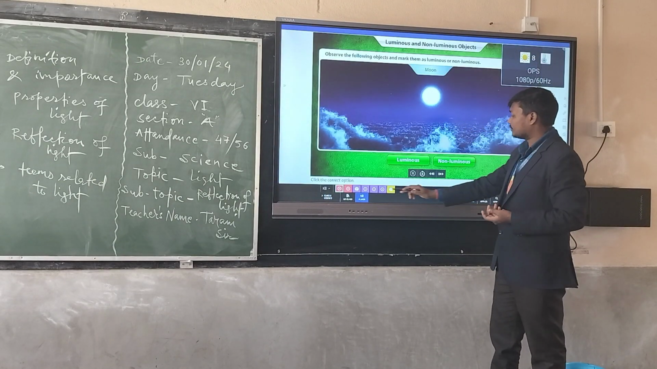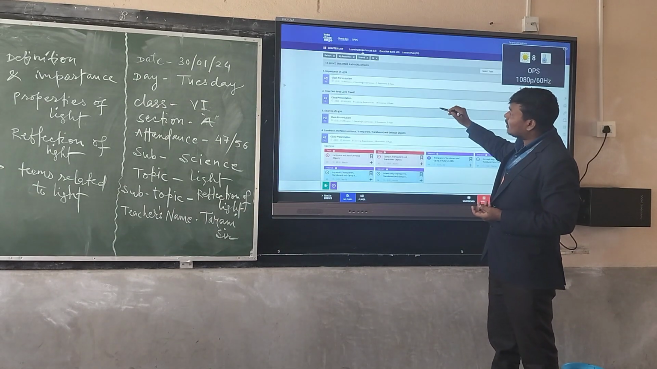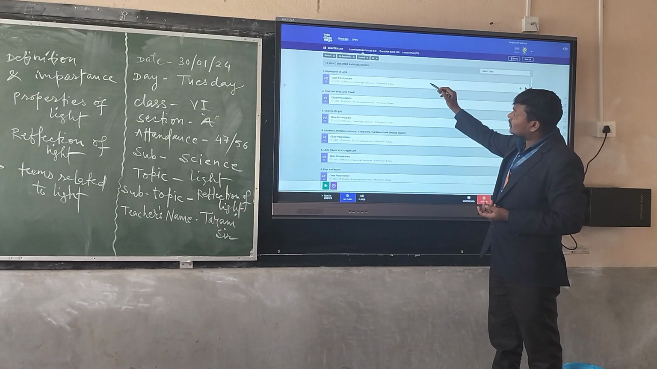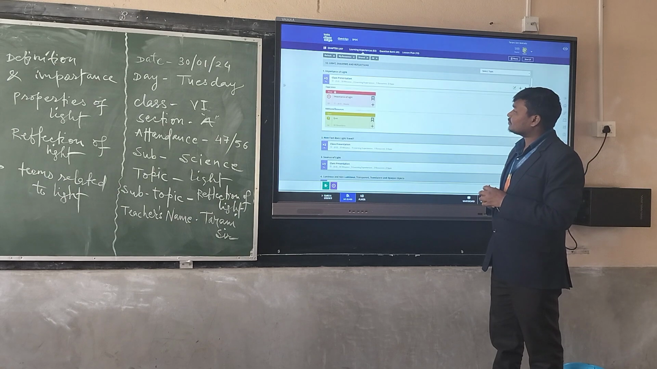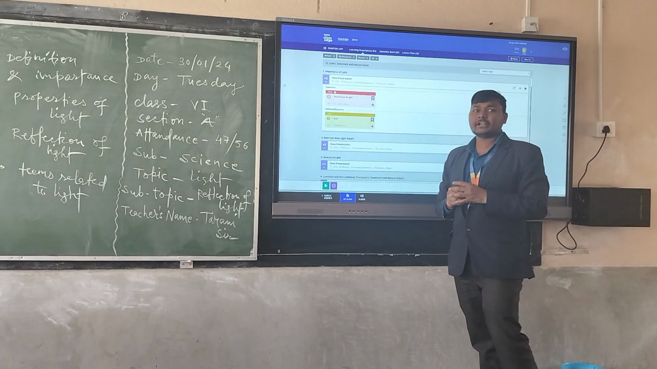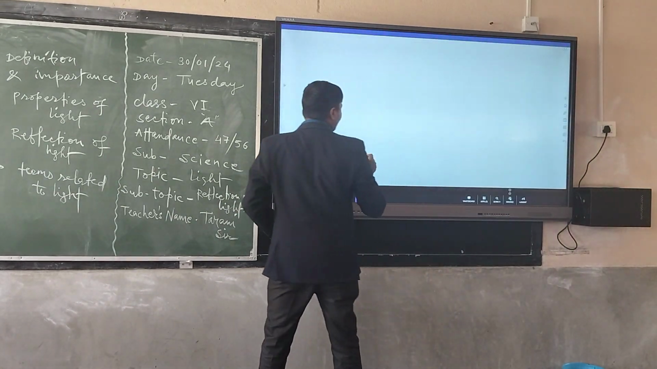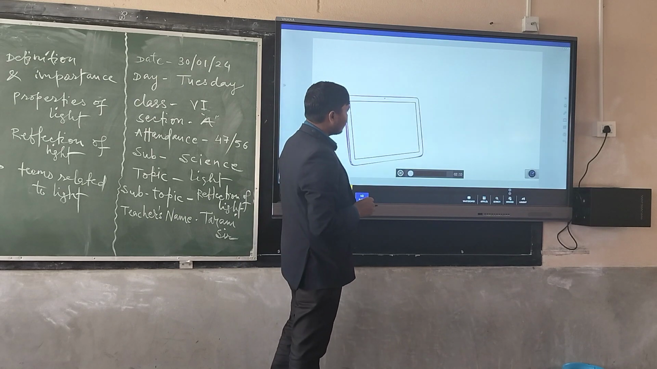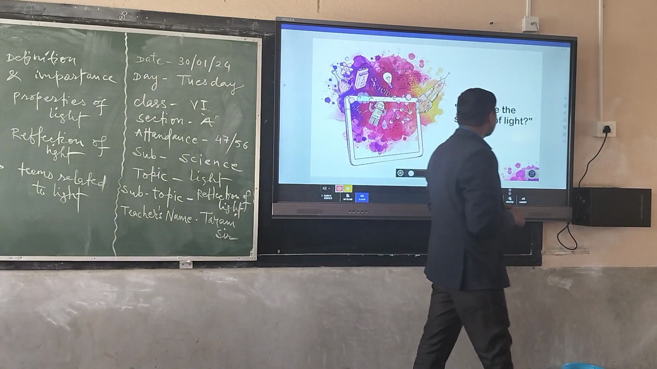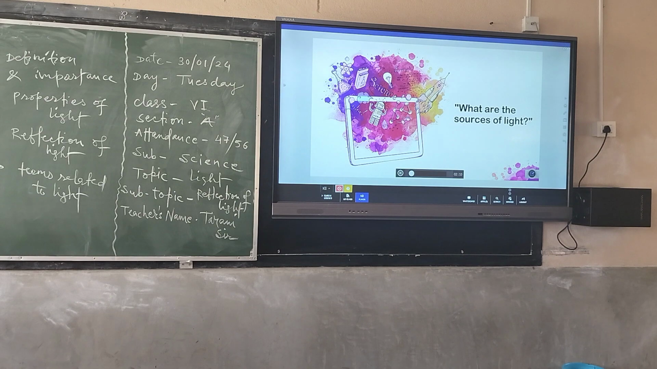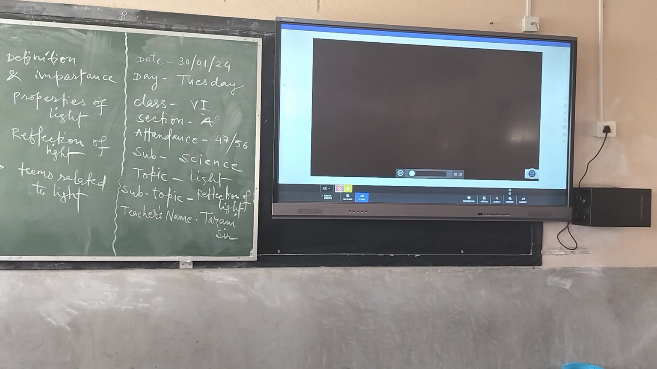Next is importance of light. You know, it is very important in our life, in the day-to-day activities that we do. What are the sources of light? Can you see anything? Well, it's dark, right?